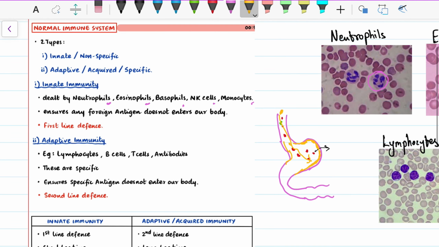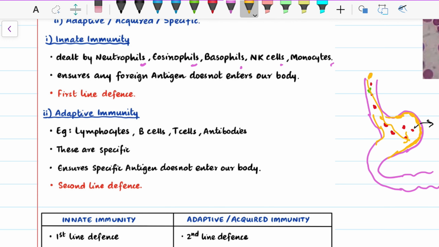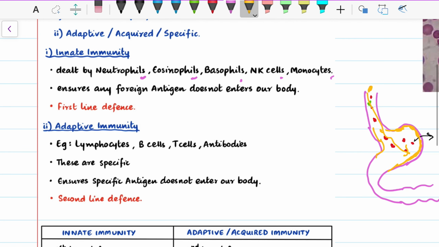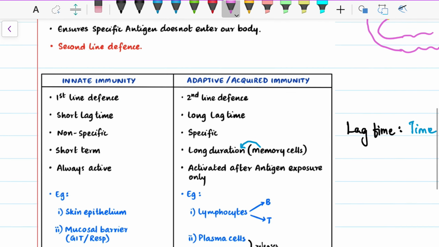Whereas in adaptive immunity, it is selective. It is highly specific to the particular antigen, and the cells which cause it are the lymphocytes. Those are the B cells, T cells, and then the antibodies. This is the second line of defense, and very, very strong actually.